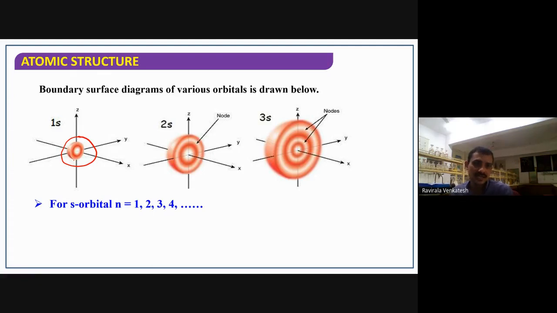Now this is for the 1s orbital. As the n value increases, the shape increases, and the nodes also increase. Whatever empty space you observe is the node. Here, how many nodes? Only one node. For 3s, 2 nodes. If you don't get that, the formula is n minus 1. For the 3s orbital, 3 minus 1 equals 2, so we got 2 nodes here. For the 2s orbital, n minus 1, 2 minus 1 equals 1, so only 1 node here.